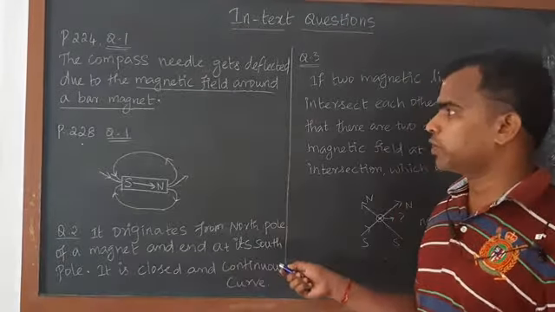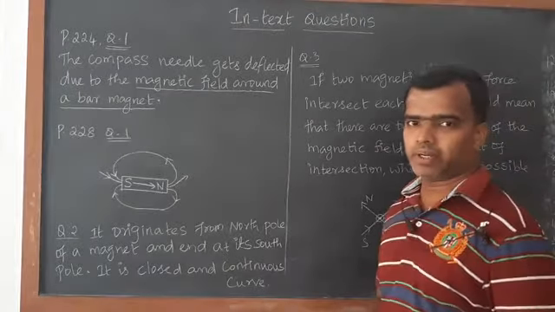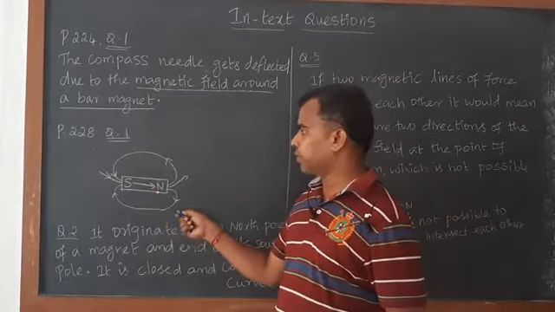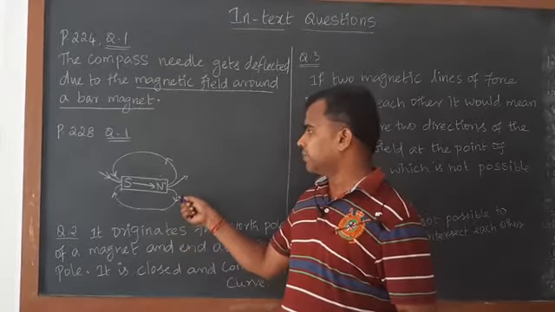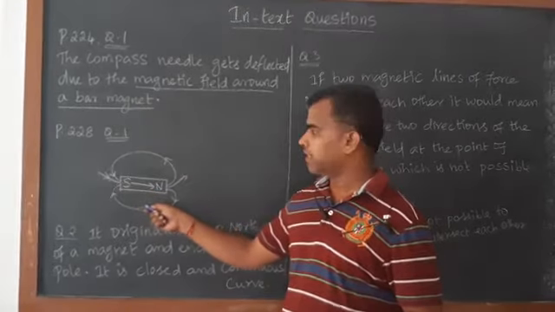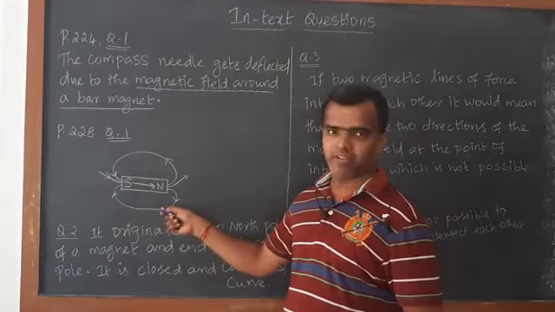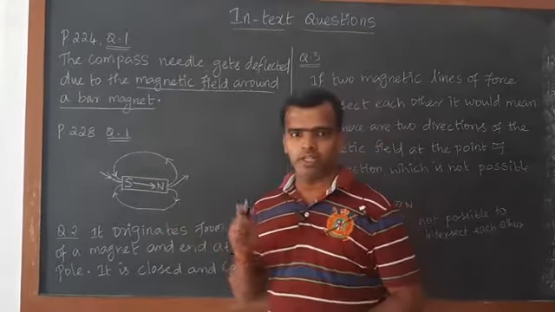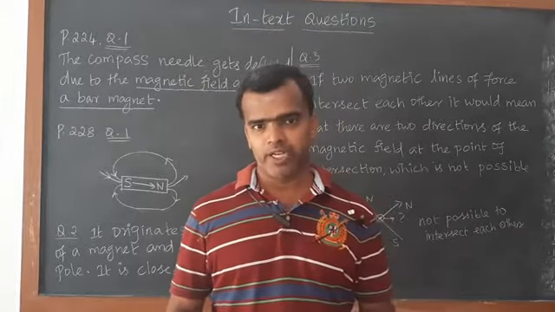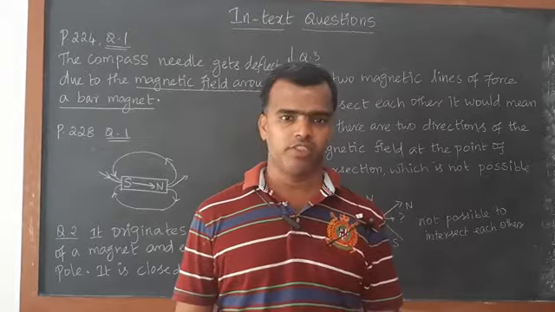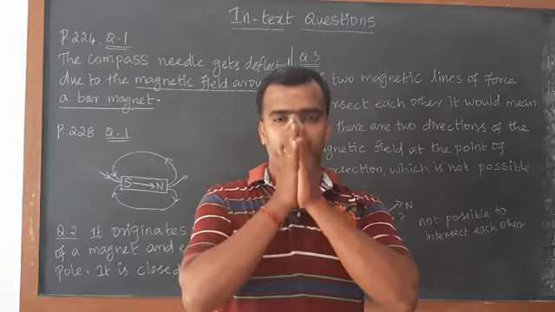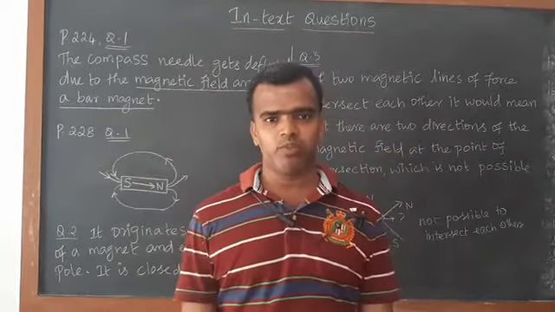Page number 228, question number 1. Draw a schematic diagram of a bar magnet's magnetic field lines. In a bar magnet, we have a south pole and a north pole, and the magnetic field lines start from the north pole and reach the south pole outside the bar magnet. But inside the bar magnet, the magnetic field lines travel from south pole to north pole. This question is asked in the diagram part. Don't make any mistakes, and again I am telling you: our head is the north pole, our leg is the south pole. Inside, it goes from leg to head, and outside, it travels from north to south.